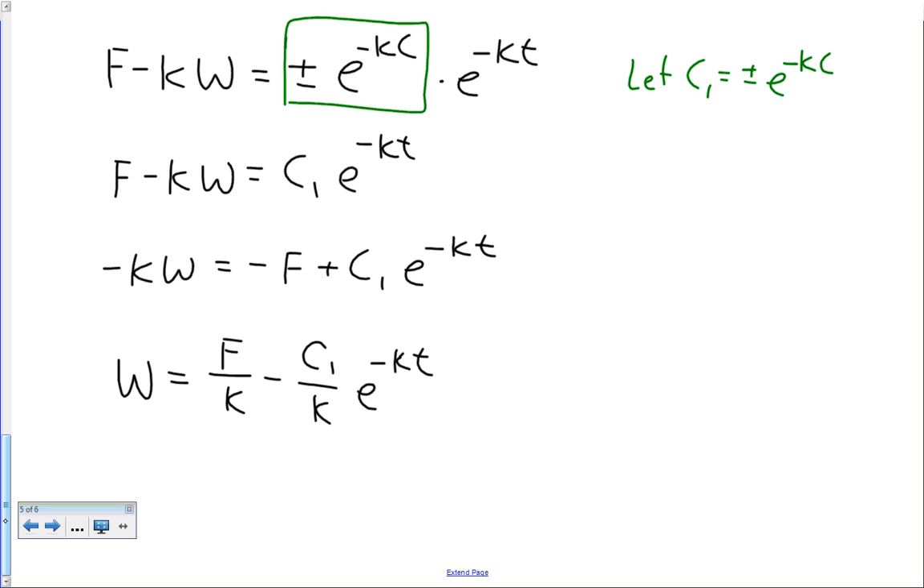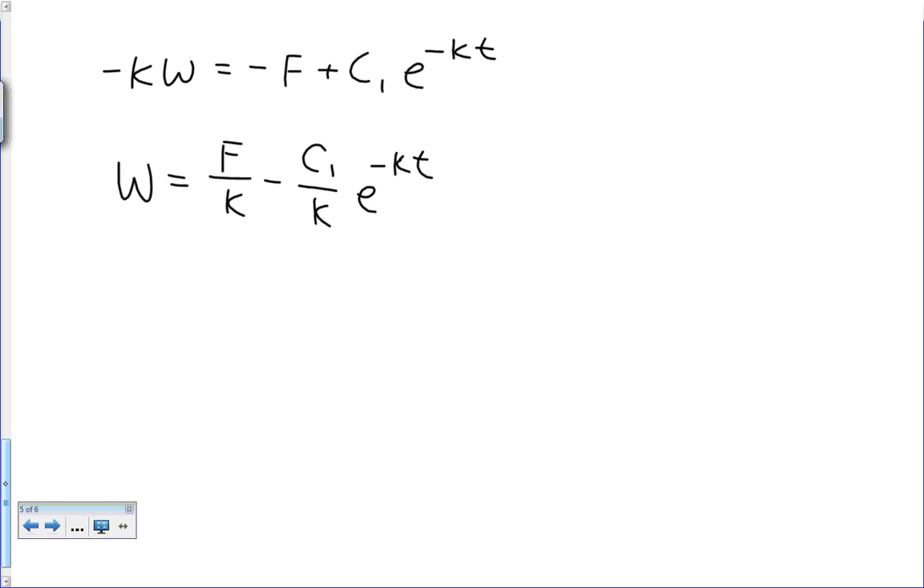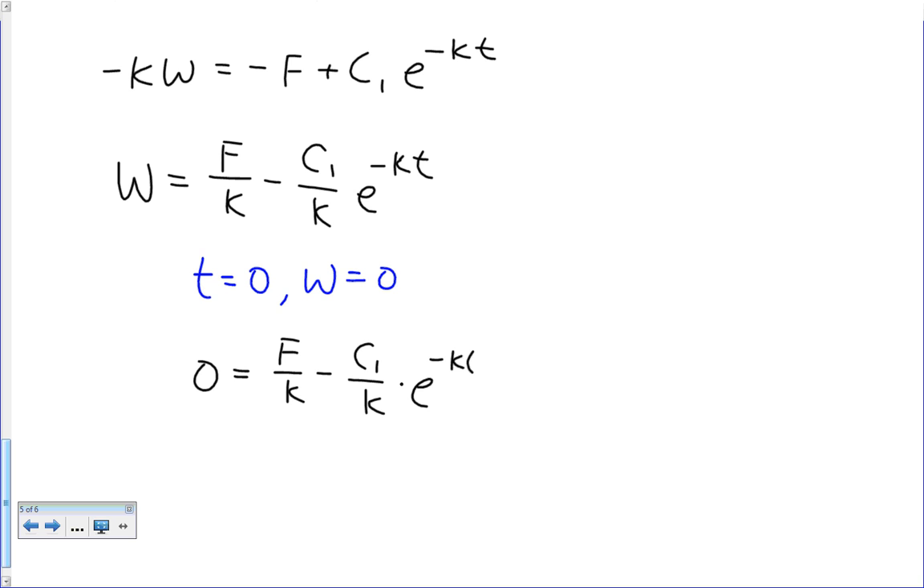They said to use the initial condition, though, so we're still not quite done here. It says using the initial condition that when time is 0, W equals 0 to help us solve this for C1. So t equals 0, W equals 0 is the initial condition. So let's plug those in. So we'd have 0 is equal to F divided by k minus C1 divided by k times e to the negative k times 0. Oh, that's nice that they let us plug in 0 there. E to the 0 there is going to be 1.